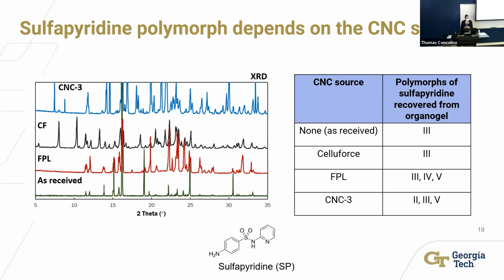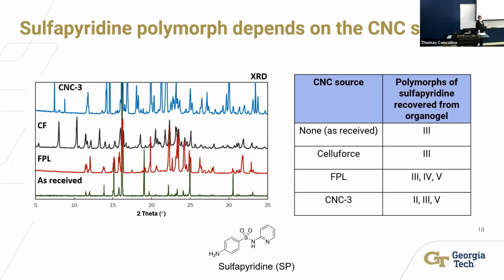This one was made very obvious when we tested another drug, sulfapyridine, with 3 different sources of nanocellulose. And so we bought nanocellulose from Celluforce. We bought nanocellulose from the Forest Products Lab in Maine. And we obtained a proprietary one from a company that collaborates with the RBI for yet another source of nanocellulose. What we see is that depending on the nanocellulose we use, we see different polymorphs form when we do our crystallization in organogels. So as received, it was form 3.